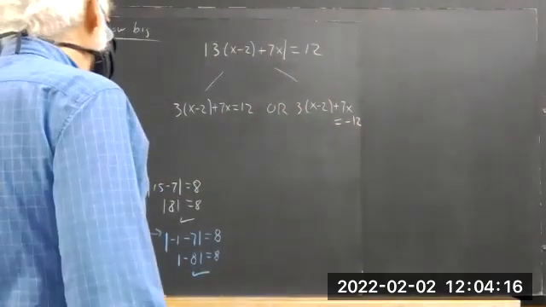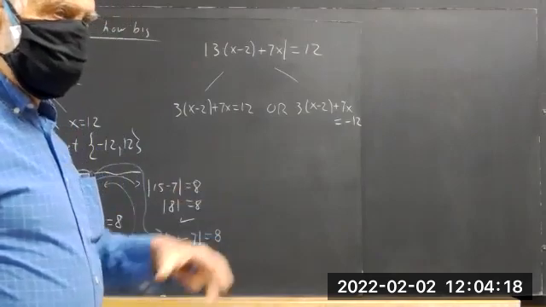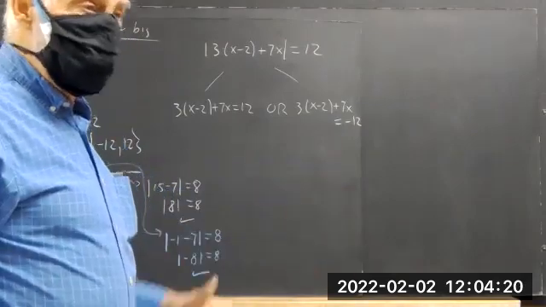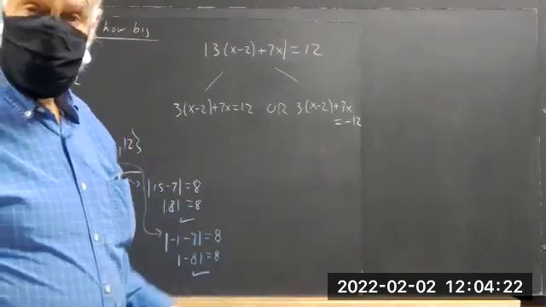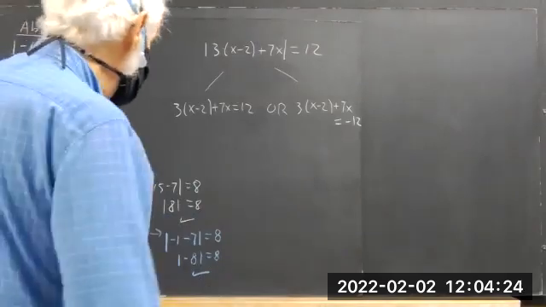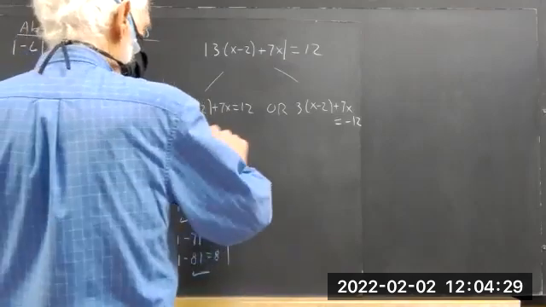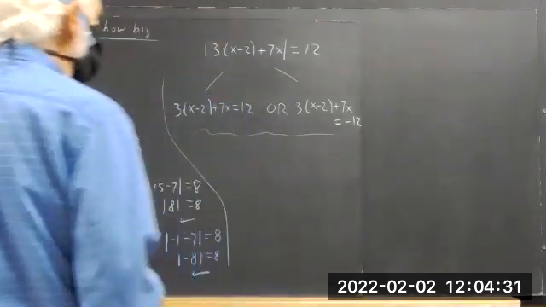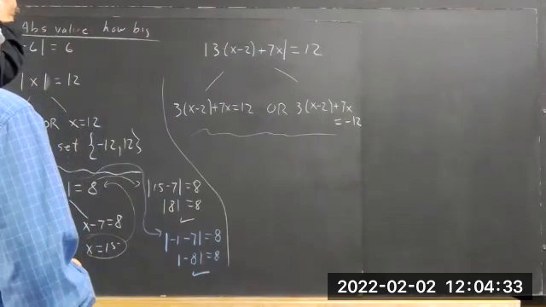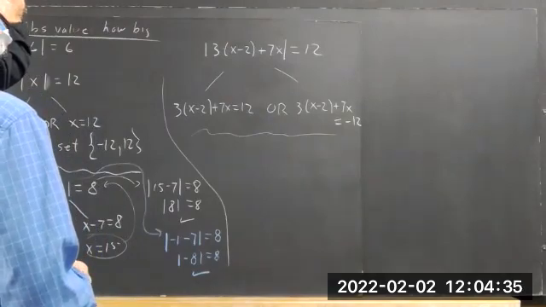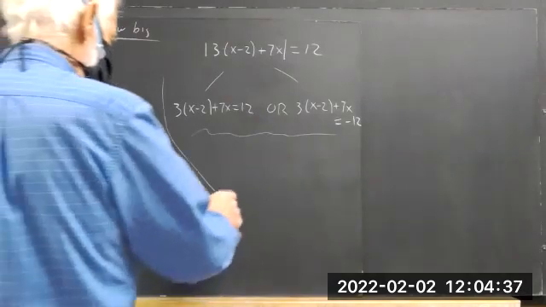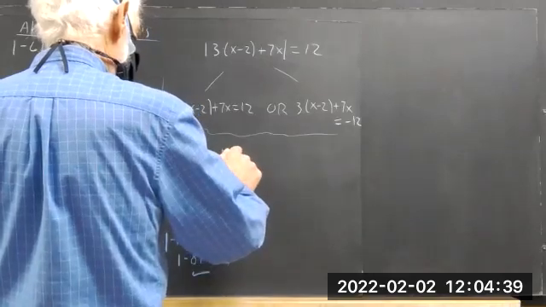Now, it can get a little more complicated if the absolute value of one thing equals the absolute value of another. I'm going to have to let you look at the videos, okay? And see what you can do with those. Have something like this.